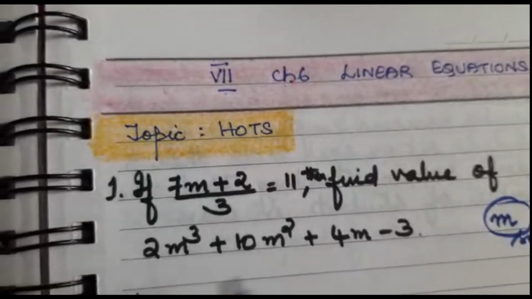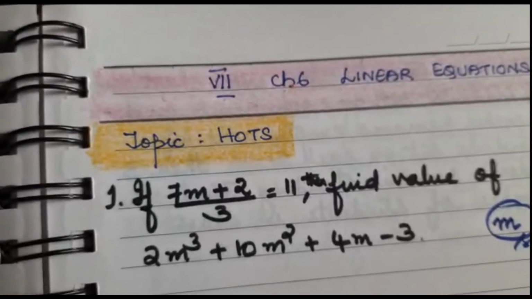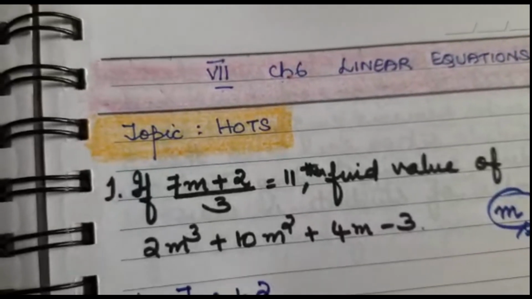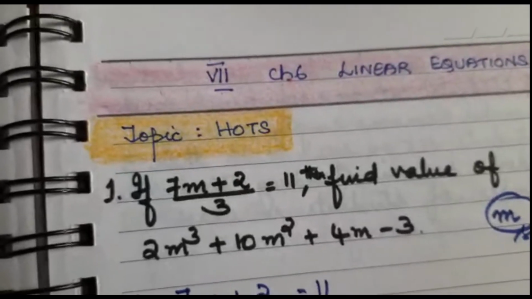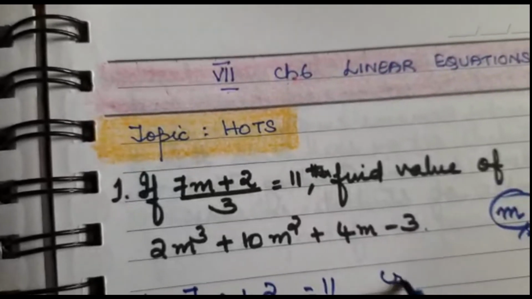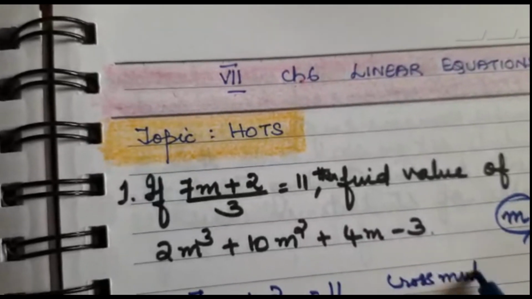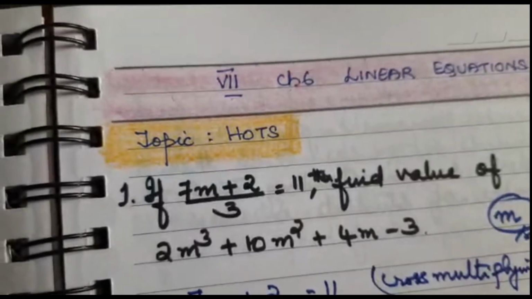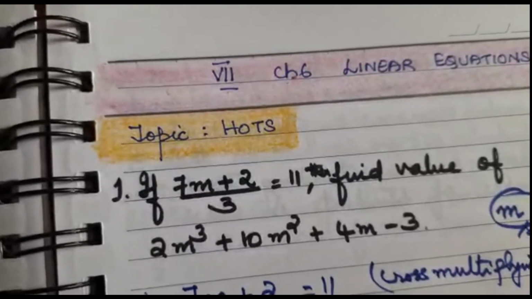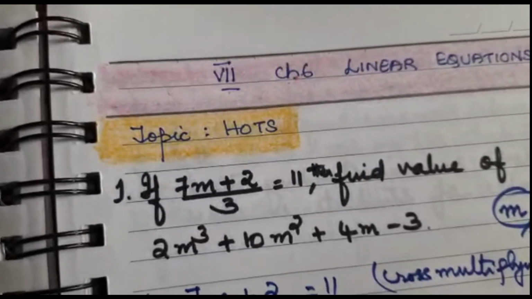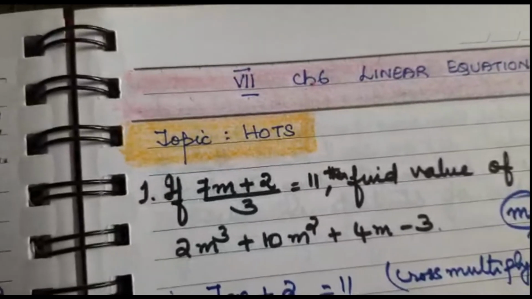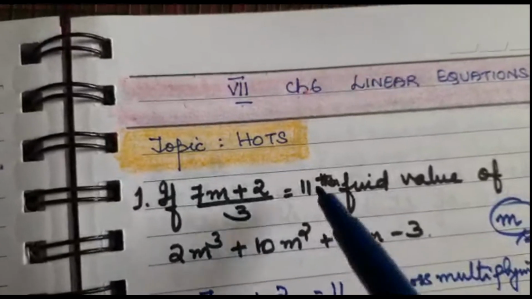Okay. So how will you find the value of m? That is solving the equation. What is the equation given? (7m + 2)/3 = 11. So you will cross multiply. If you cross multiply, what happens? Number to one side, and the variable to the other side. So 7m + 2 = 3 into 11. What is 3 into 11? That is 33.